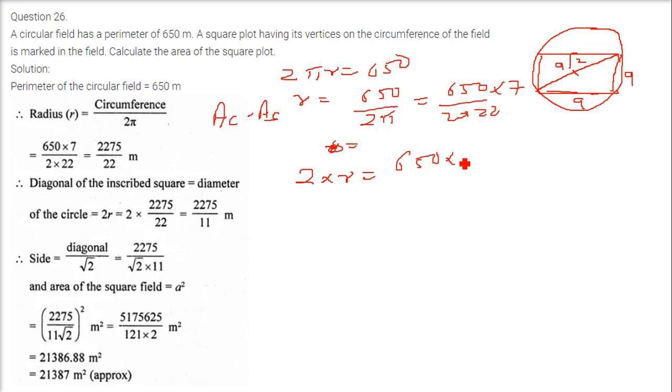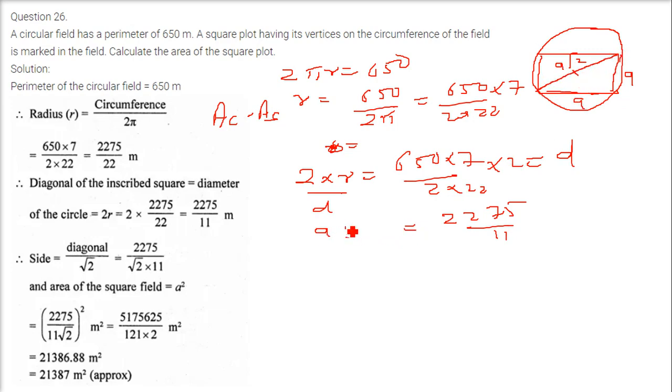So this is 650 into 7 by 2 into 22, into 2r, where 2r is the diameter, and this is nothing but equal to the diagonal. So the diagonal is this much. We know that if the diagonal, 2r, comes to be 2275 by 11, and the side is a, then the diagonal is a root 2.